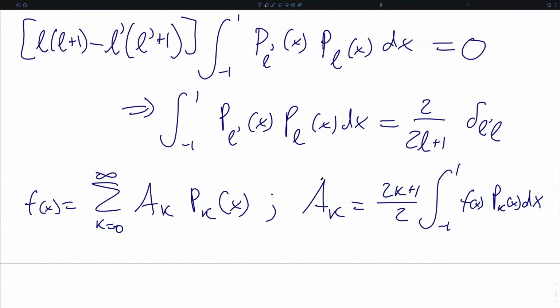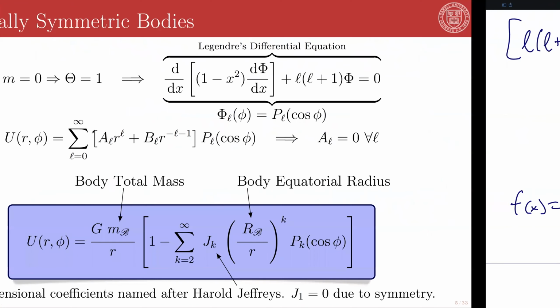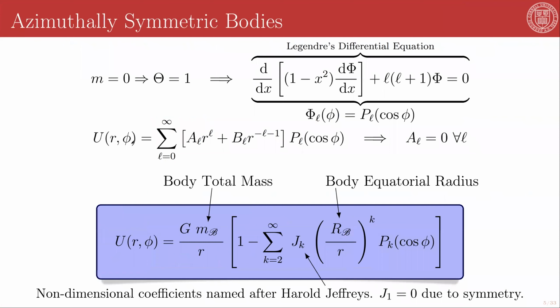Therefore, the general solution for an azimuthally symmetric body gives us the potential, which is a function of r and phi only because it is independent of the theta variable, as the sum from L equals 0 to infinity of a sub L r to the L plus b sub L r to the -L minus 1 of the Lth Legendre polynomial in cosine phi. We wish to impose the boundary condition such that u goes to 0 in the limit where r goes to infinity. Remember the physics of this.